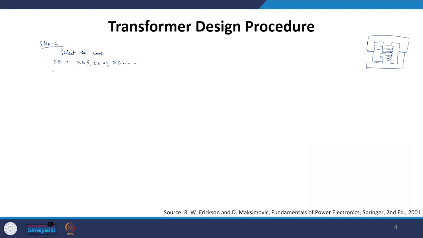The moment you selected the E25 core, from the core data sheet you can obtain the area of cross section of the core, you can get the LC value, the magnetic path length, you will get the mean length per turn value, you can get the window area. Now you have also selected the material of the core. So the moment you select the material of the core, you know your beta value, you know your K core value. From the core material data sheet, you can select the beta value and K core value. So this is the first iteration you have done.